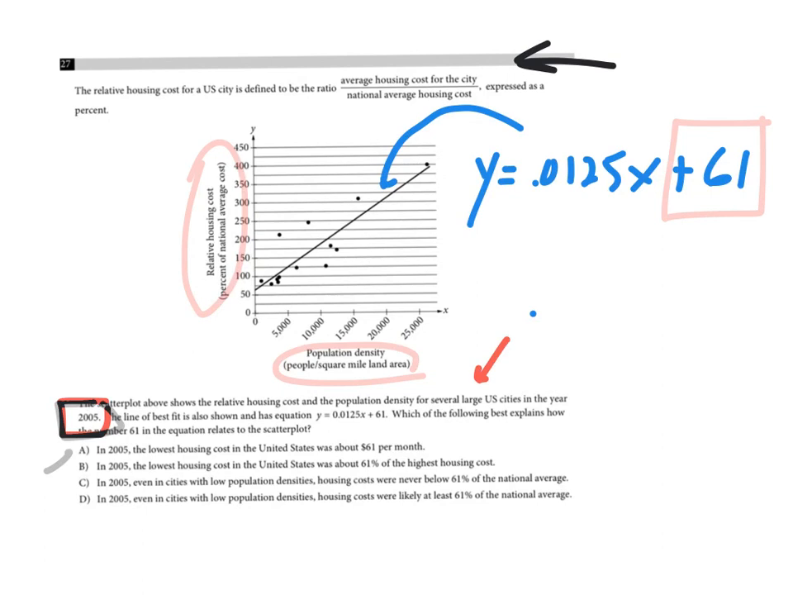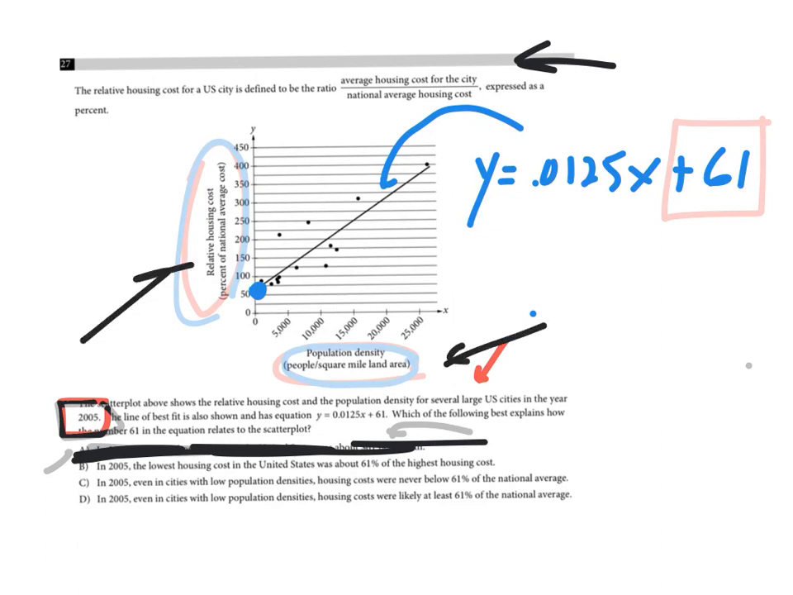Well, I don't see $61 per month. That's not given to you in this particular diagram. They're giving you population densities, and they're giving you the relative housing cost. So the lowest housing cost isn't even part of this graph. So I think for the first one, letter A makes no sense. In letter B, in 2005, the lowest housing cost was about 61% of the highest housing cost. Well, this doesn't compare low housing costs to high housing costs. It compares population density to relative housing costs. So that's why letter B doesn't make any sense either.